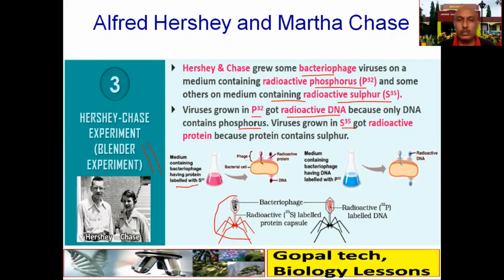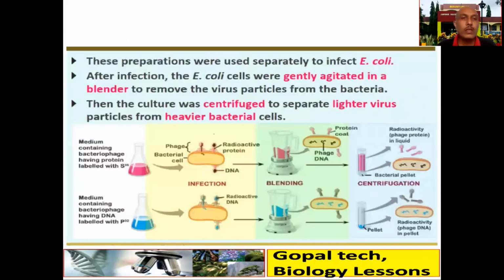Okay, so these viruses were separately allowed to infect a particular bacteria, E. coli. So these preparations were used separately to infect E. coli bacteria. After infection, the E. coli cells, that is Escherichia coli cells, were gently agitated. Agitation, they shook it. It is also called blending. Therefore, it is called the blender experiment.